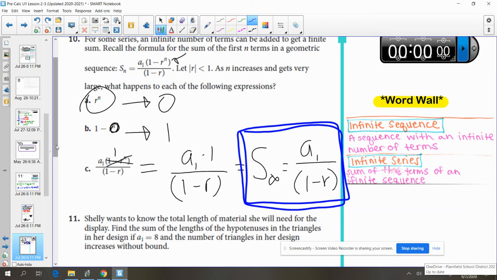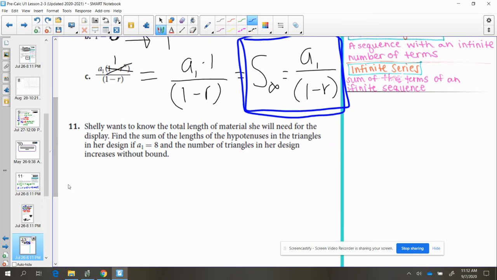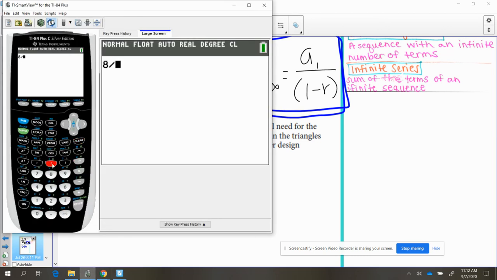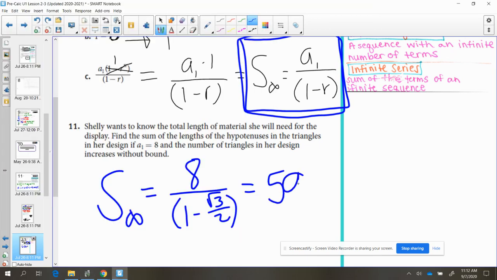So we can confirm what we looked at graphically about Shelly's design, because if we're going to keep adding up an infinite amount of terms, the first term was 8, that common ratio was the square root of 3 over 2, and we plug in for r, and 8 divided by 1 minus the square root of 3 divided by 2 gave us right about 60. 59.71 is again right about the 60 that we observed in the graph.